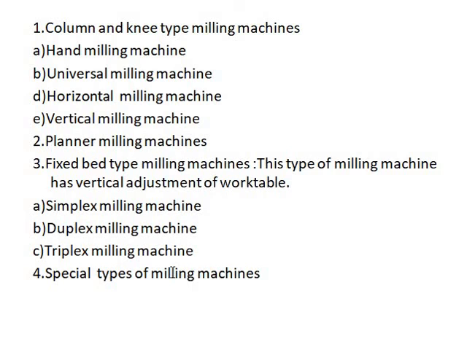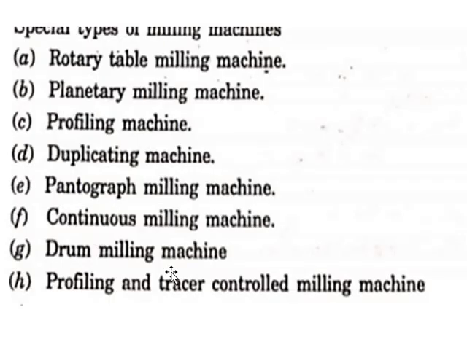This fixed bed type of milling machine has vertical adjustment of work table. Okay, remember, it has vertical adjustment of work table, and it is subdivided into three divisions: simplex milling machine, duplex milling machine, and triplex milling machine. And special type of milling machines, you all can see: rotary table milling machines, planetary milling machines, profiling machines, duplicating machines, pantograph milling machine, continuous milling machine, drum milling machine, and profiling and tracer controlled milling machines.